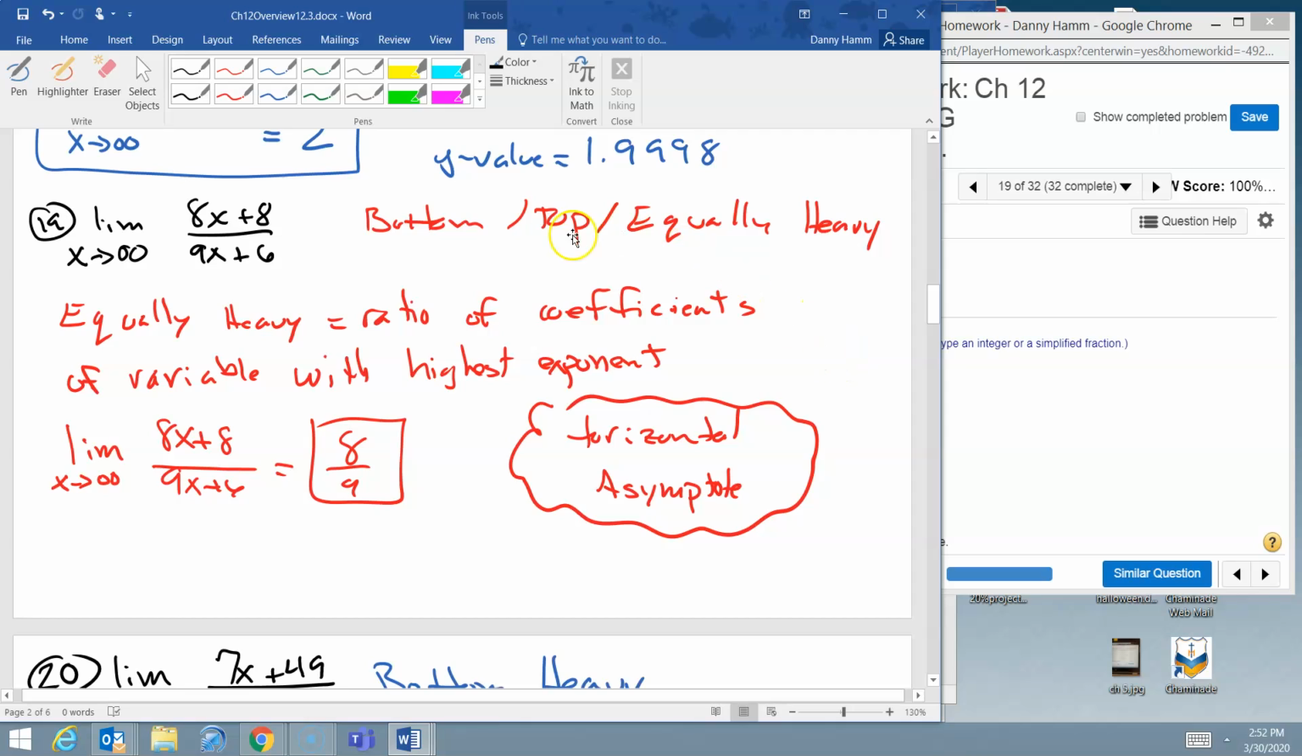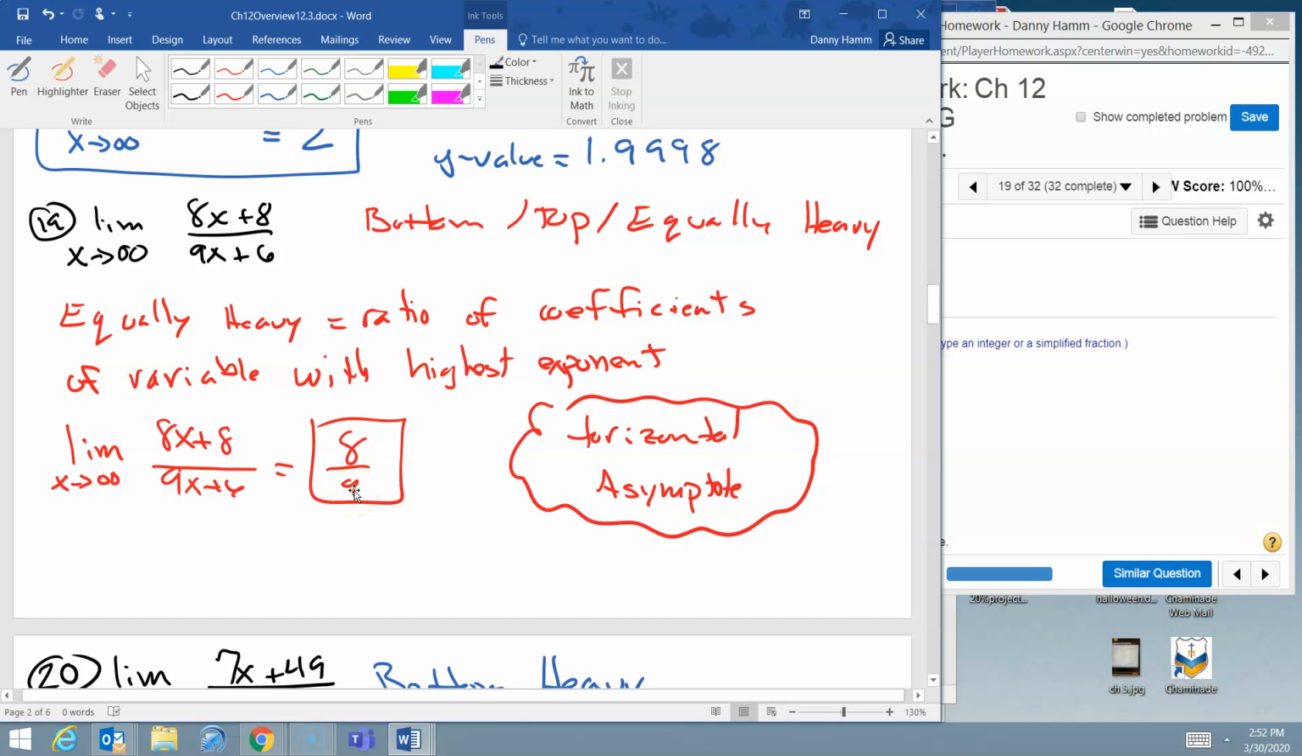And then looking at 19. And here's what I was talking about, top, bottom, and equally heavy. So we can look at this because wherever there's a horizontal asymptote, that's creating a barrier for this function. So we can see that these are equally heavy because x to the first power is the same as x to the first power. And then we find that by equaling it to the ratio of those coefficients. So this one becomes 8/9.